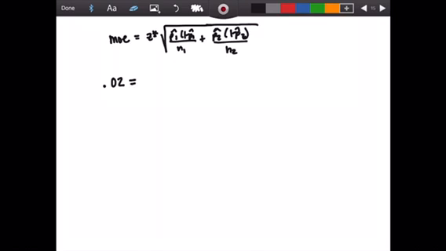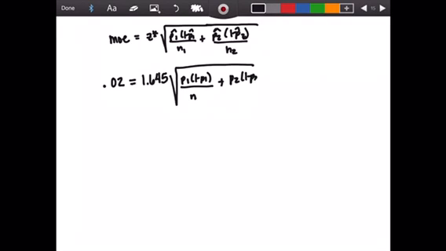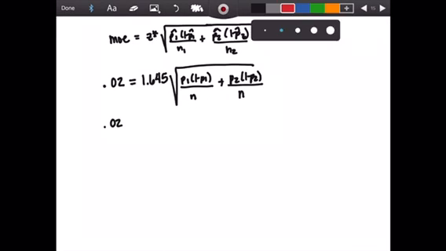Our critical value at 90% confidence is 1.645, but we were told that our sample sizes are the same. So this would be the square root of P1, 1 minus P1 over N, plus P2, 1 minus P2 also over N. The sample sizes are the same. Well, if the sample sizes are the same, I have the same denominator. Now remember, my goal here is actually to calculate what sample size is needed. So I need to know N.